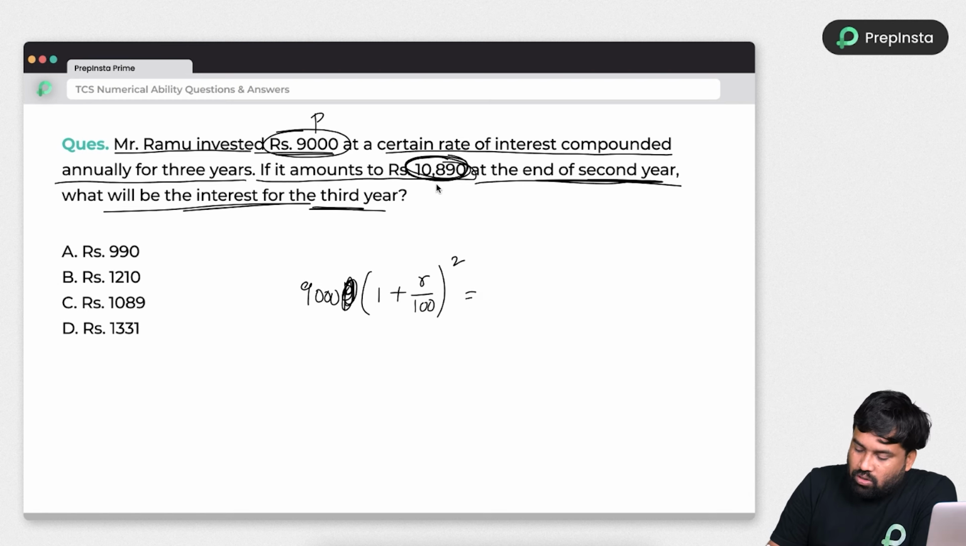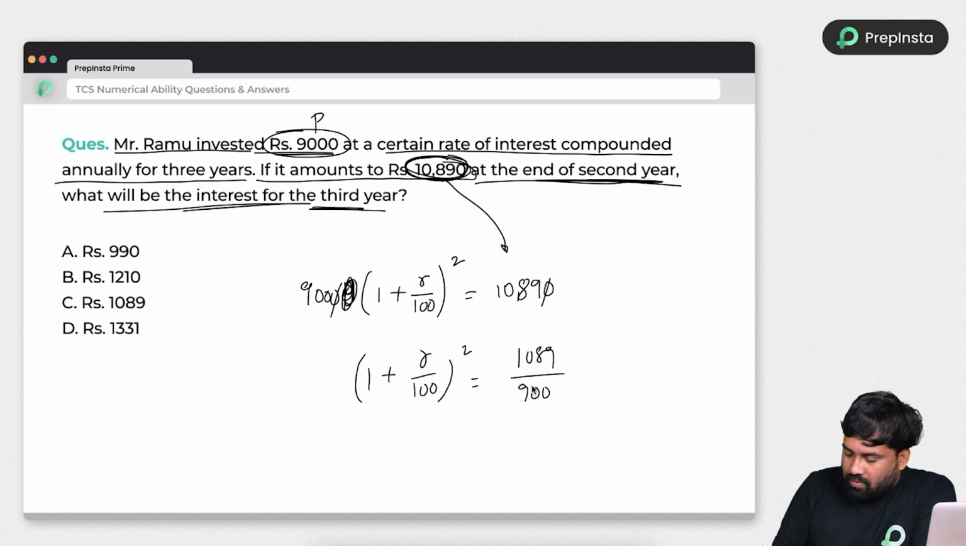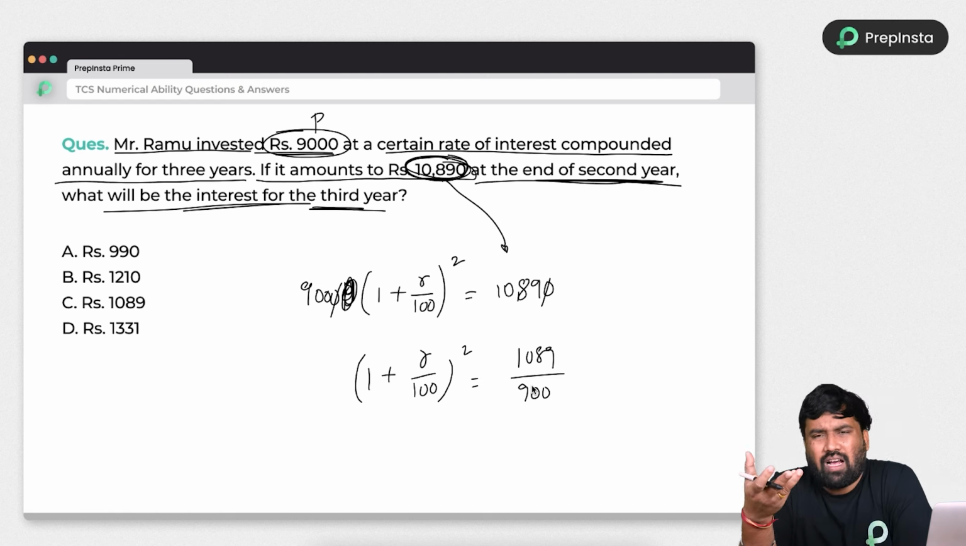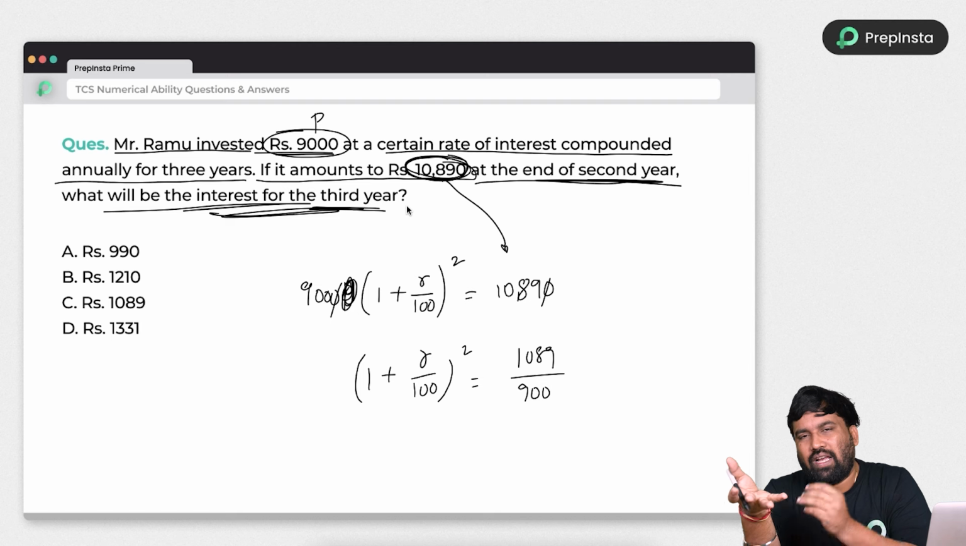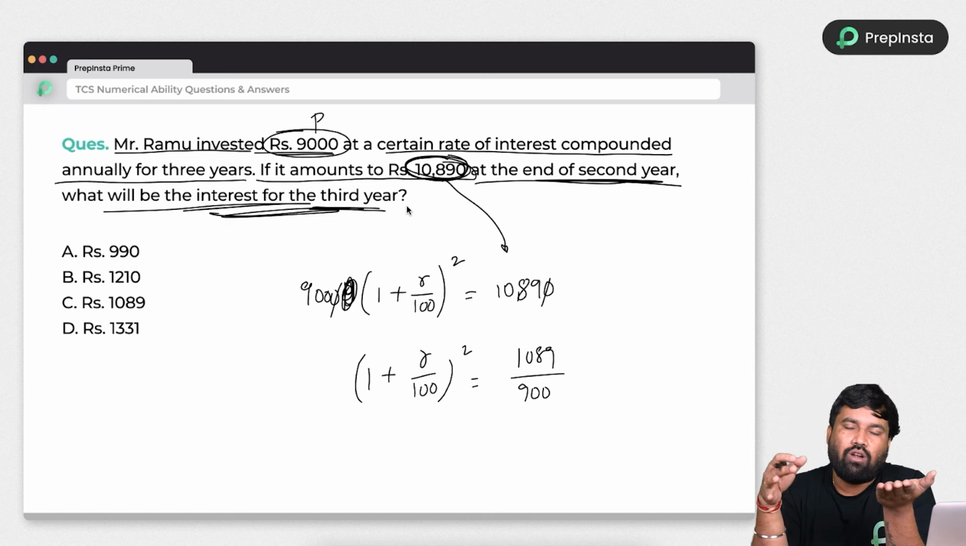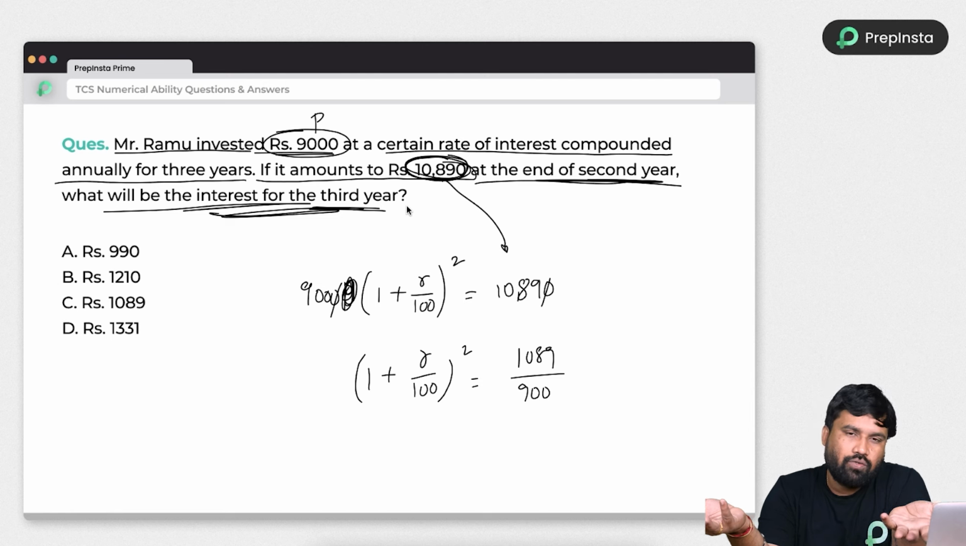So P value here we know, which is nothing but 9,000, and R value we don't know, right? And this amounts to 10,890. So 0 got cancelled. It will go to the other side. (1 plus R by 100) whole square is equal to 1,089 divided by 900. So first we need to find the R value in order to get the next year interest, right? So that's why we took this 2 years compound interest formula and equated it to the amount, and ultimately R needs to be found.